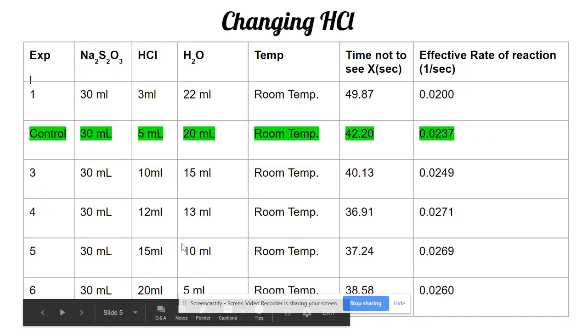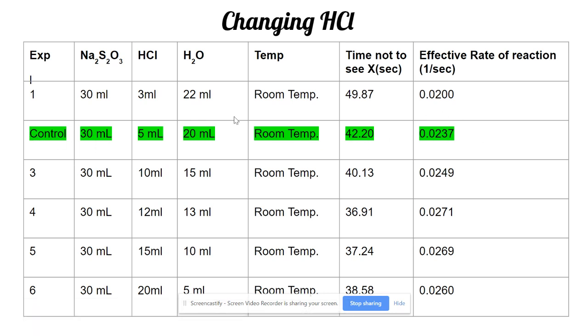And if we look at the previous year's data, this right here is the control experiment. So this is the control, and then they will change their volume used or their temperature according to the control. So for this control, the students used 30 milliliters of thiosulfate, 5 milliliters of HCl, and in order for the volume of the final mixture to be 55, they had to add 20 milliliters of water.